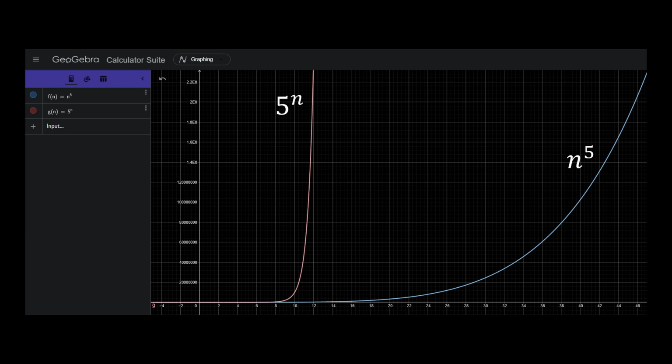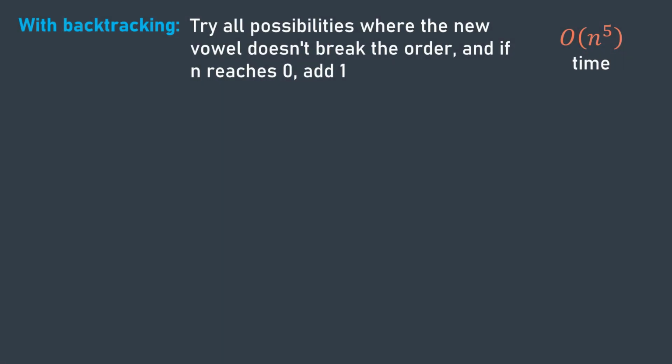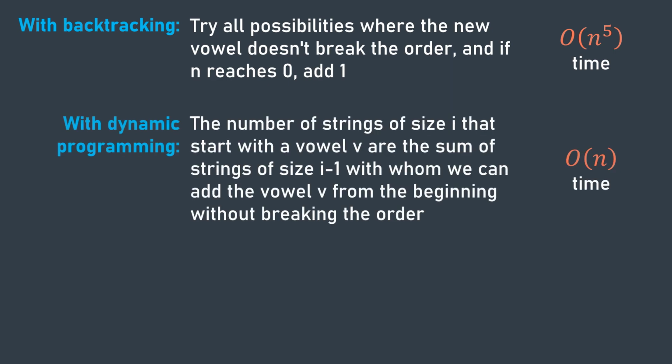We reached the end of this video. If we had to describe the 3 solutions we used to solve this problem, the first one would be try all the possibilities where the new vowel doesn't break the order, and if n reaches 0, add 1. The second one would be the number of strings of size i that start with the vowel v are the sum of strings of size i-1 with whom we can add the vowel v from the beginning without breaking the order.